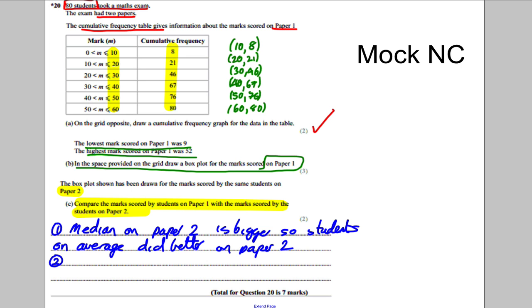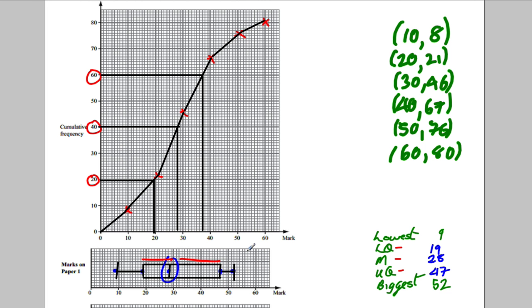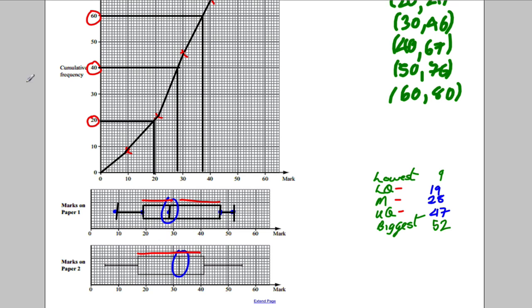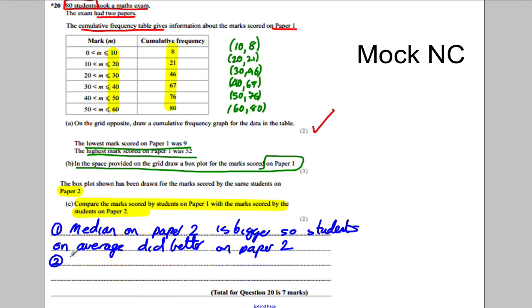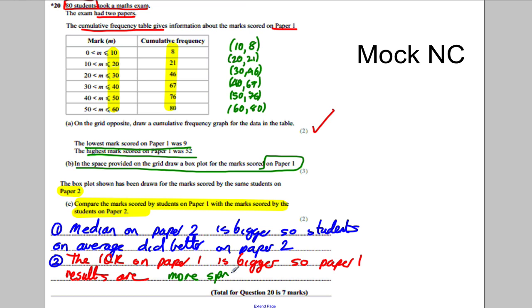And the next one, we're obviously going to compare the interquartiles. Now clearly the interquartile of paper 1 is bigger, the width of the rectangle is bigger, so the IQR on paper 1 is bigger. So paper 1 results, and what's the key phrase? Are, see if you've got it now, more spread out. Okay?